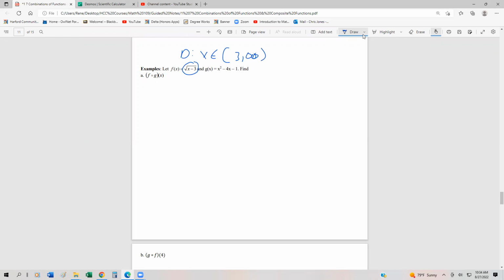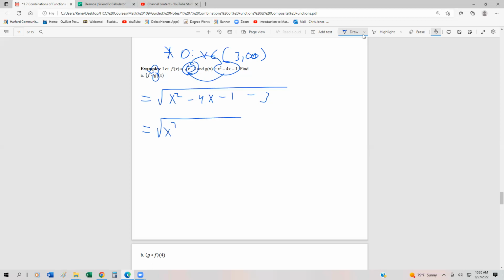So our answer is still going to retain this, even if there's no square root expression. This says f evaluated at g. So I'm just going to stick g inside of f, and we get the square root of x squared minus 4x minus 1 minus 3. What I did was substitute x squared minus 4x minus 1 in for x. Simplifying, we get the square root of x squared minus 4x minus 4. There's nothing else we can do with this, so we're just going to leave it like that.